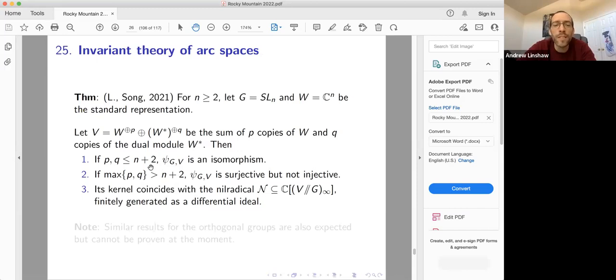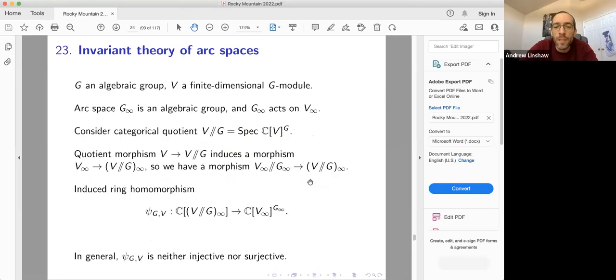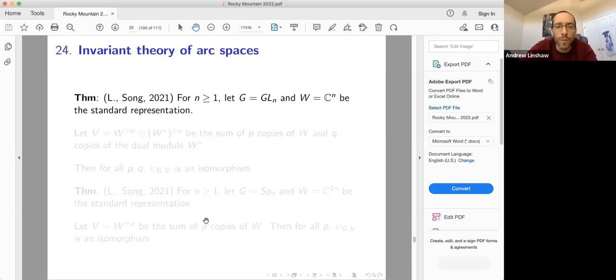I think when they're less than or equal to n plus 1, it's either smooth or a complete intersection. There's one more case that's not covered by previous results. But then if one of these is at least n plus 3, this map is surjective, but it's not injective. And surjective is good enough for our purposes, because what I need is not necessarily the relations but the generators. So saying that this is surjective means that this ring of arc space invariants is actually generated by the classical ones and their derivatives. So it gives me generators, but not relations.